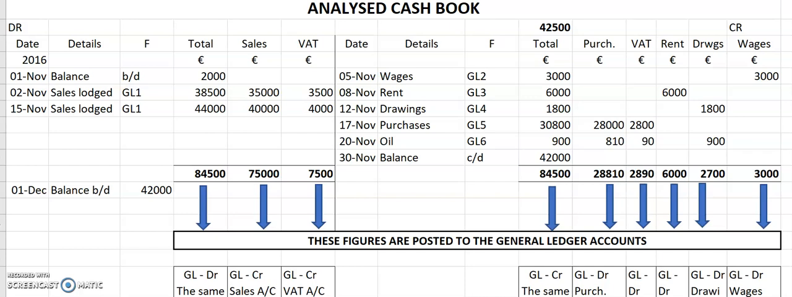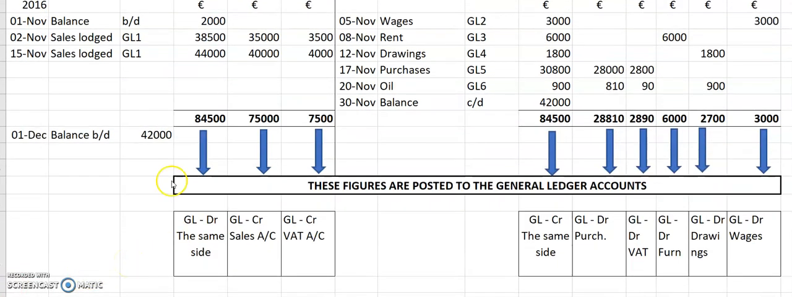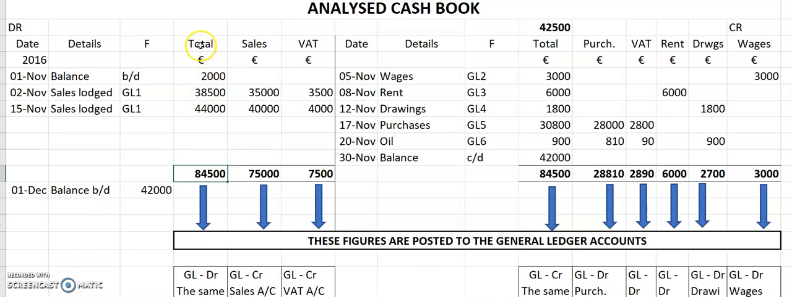So next we're going to post the figures from the analysed cash book to the general ledger. So here we have an example of one. This figure here is the total. And remember, this is the debit side, all the money coming into the business, whereas this is the credit side, all the payments going out. This is receipts, this is payments.